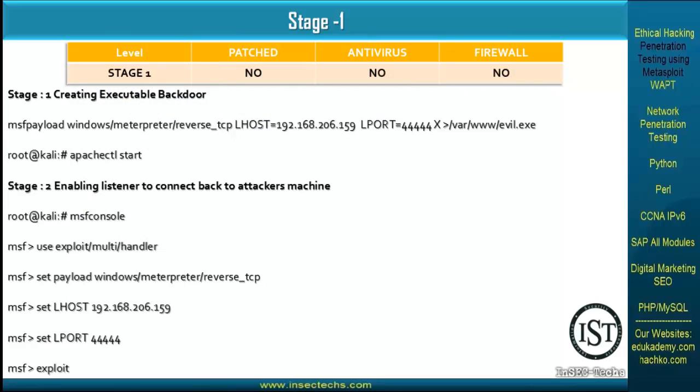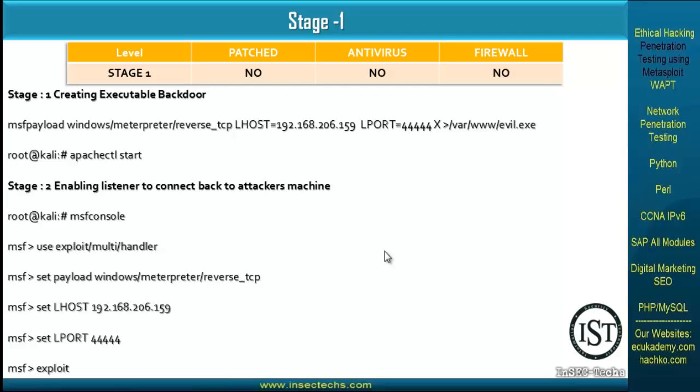Now these are all the command line arguments which I have used for creating the customized backdoor, that is msfpayload and the payload type. I am going to use meterpreter reverse_tcp and the LPORT, that is 44444, and I am going to save it in my web server, that is in /var/www, and after that I will be starting my web server.